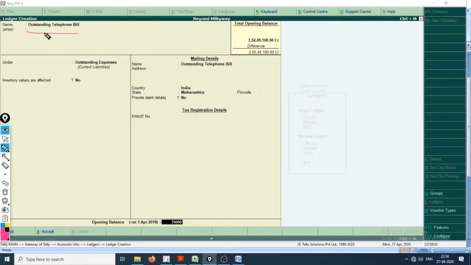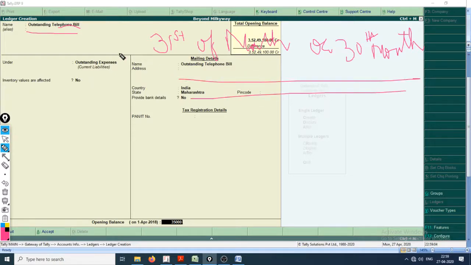So suppose you have a telephone connection at your home or at your office or at your company, and the telephone company always gives you a bill on 31st of the month or 30th, so the last date of the month. But then you know that this is something that we have to pay, and this will be a liability that we have to pay in future. This will be an expense that we have to pay in future.